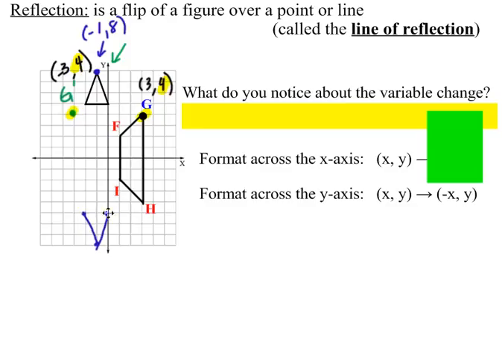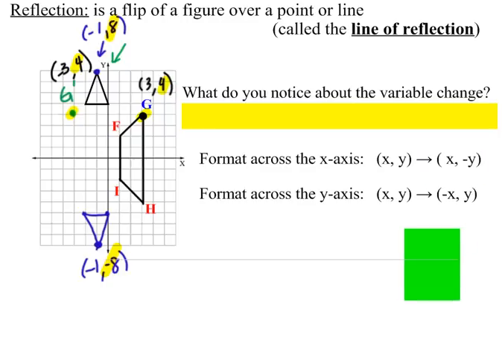There's our triangle. And so this point now is still going to be -1, but now it's going to be -8. So what happened this time? This time the y changed. So when we're flipping over the x-axis, the y is what changes its value. When we flip over the y-axis, the x is what changes its value. So we want to keep an eye on that so we know what's changing.